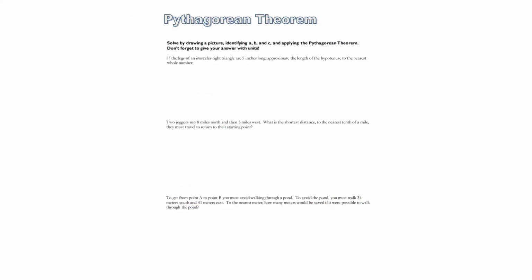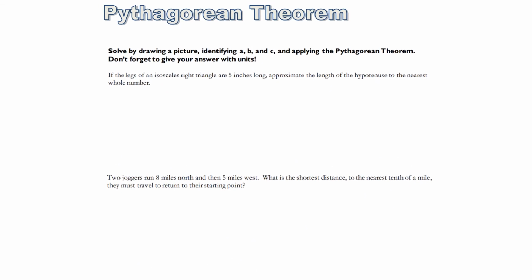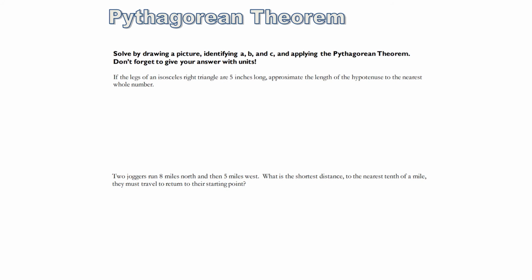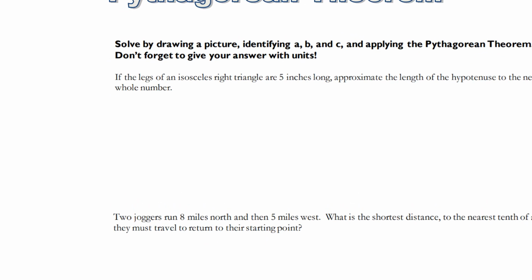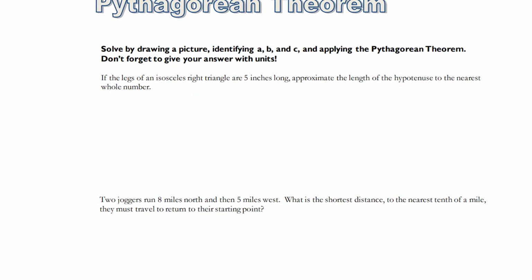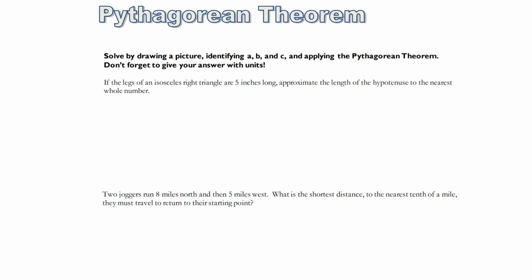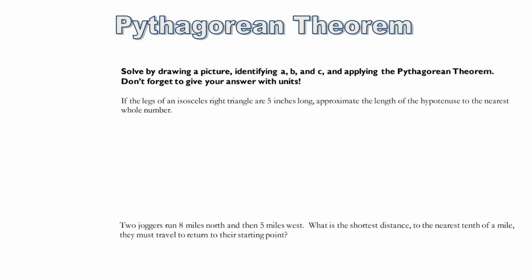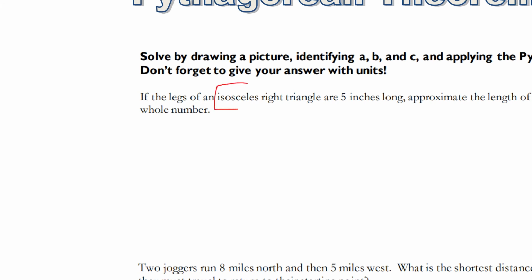Warm up. What we're going to do today is just do some word problems with Pythagorean Theorem. Okay, so the first one says if the legs of an isosceles right triangle are 5 inches long, approximate the length of the hypotenuse. Okay, so first of all, let's think about what this is. What is an isosceles right triangle? What does that mean? Two sides of the same length. That's what isosceles means. And then what else? It's got one angle that's a right angle.